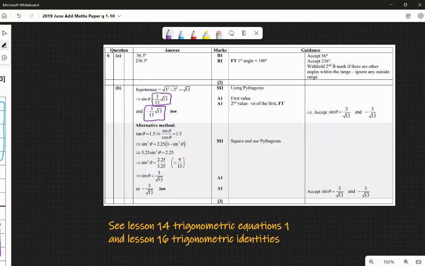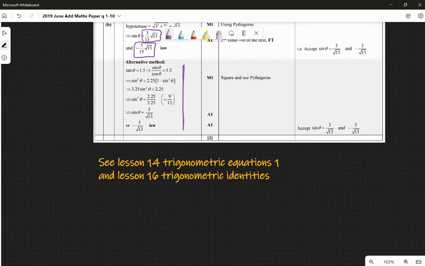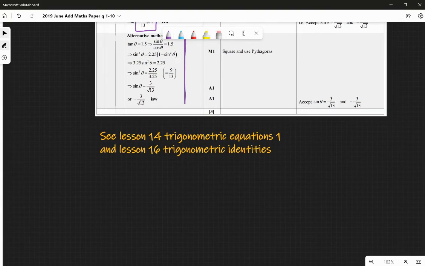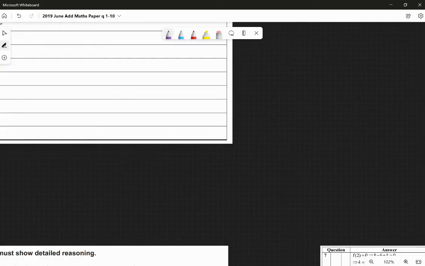There is an alternative method which I'm not going to go into, but you can have a look at more deeply, which involves the fact that tan theta can be rewritten as sine theta over cos theta, and you can use the fact that sine squared theta plus cos squared theta is equal to 1. But it seems a more difficult way of solving this. If you want more work on this, I've done lessons on trigonometric equations and trigonometric identities. Trigonometric equations 1 seems to be helpful, so that's lesson 14, and trigonometric identities, which is lesson 16. Let's have a look at question 7 now.